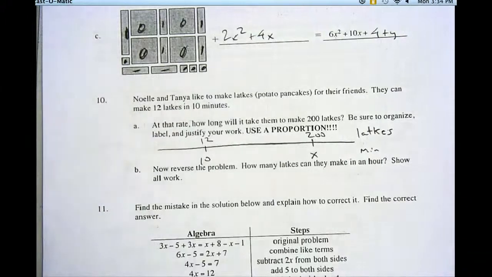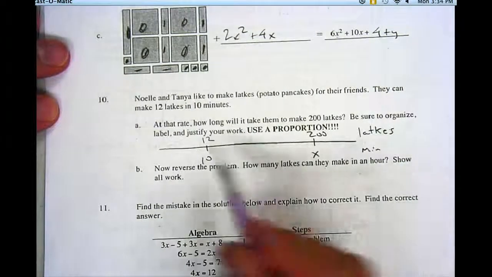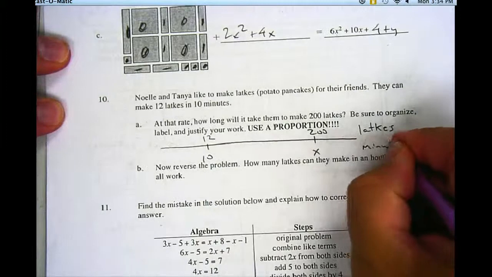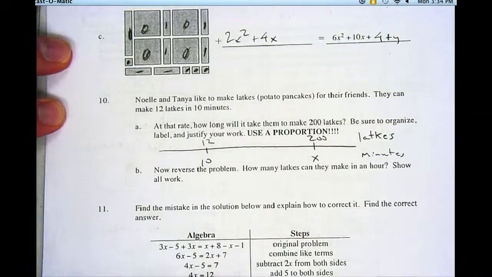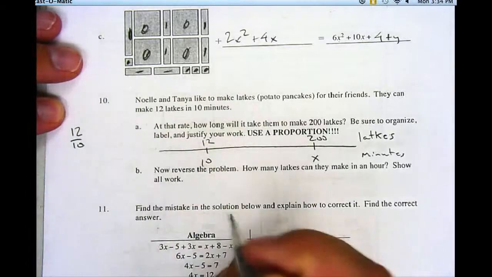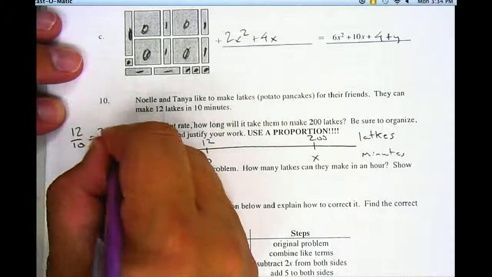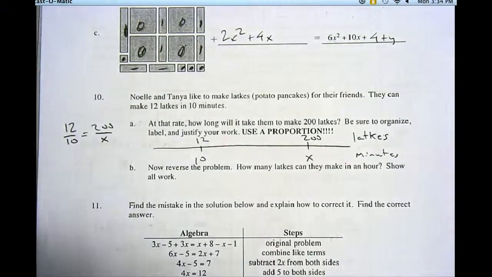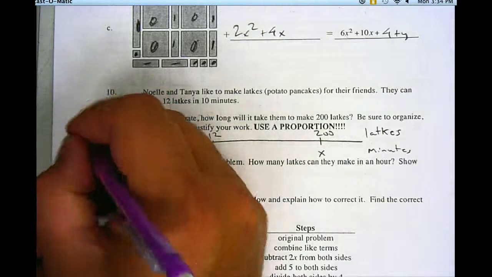So that gives me kind of a nice proportion. I just use a double number line where I have my latkes on top and my minutes on the bottom. And this is a cool way to set up a proportion. So it's going to be 12 over 10 is equal to 200 over x. Now I showed you a way that I can just multiply by the denominators and get rid of the fractions, and it makes it really easy. So I'll show you that way again.